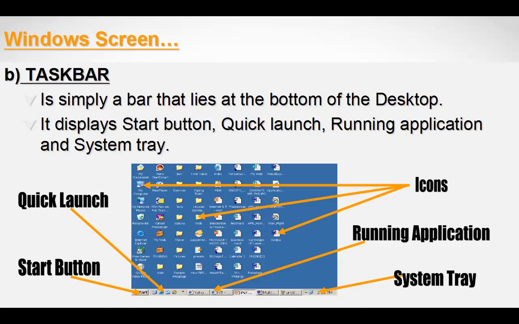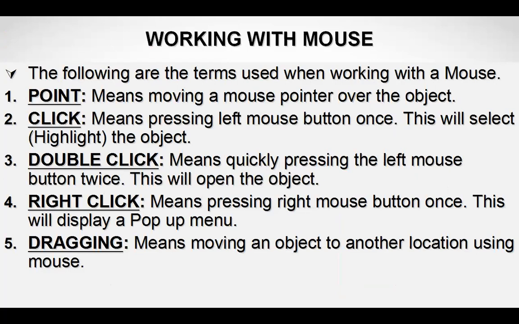Moving on, let's see how to work with the mouse. These are the main items used when you're working with the mouse, and you should notice this when you're using the computer. The first one is pointing. Pointing means moving the mouse pointer over an object. After switching on the computer, there is a pointer, which is the display of the mouse pointer. It can be moved from one place to another.